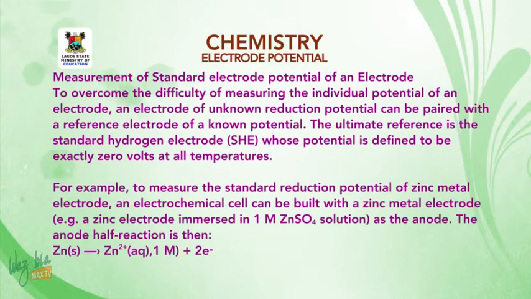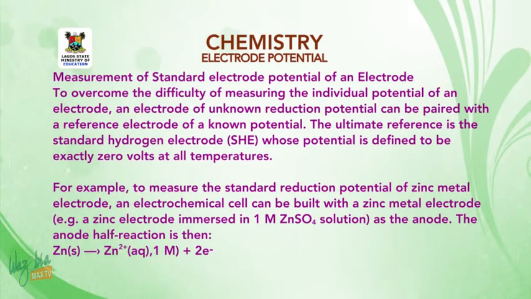Now, measurement of standard electropotential of an electrode. To overcome the difficulty of measuring the individual potential of an electrode, an electrode of unknown reduction potential can be paired with a reference electrode of a known potential. The ultimate reference is the standard hydrogen electrode, whose potential is defined to be exactly 0 volts at all temperatures.